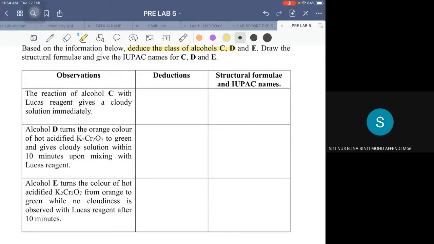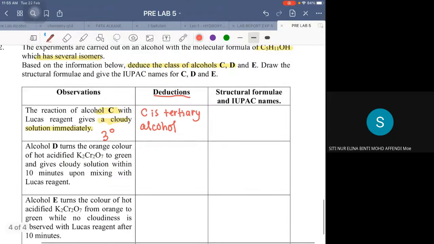The reaction of alcohol C with Lucas reagent give a cloudy solution immediately. Immediately means it is ciri bagi tertiary alcohol. Okay, so apa yang kita boleh buat kalau deduction? Tekaan kita adalah C is tertiary alcohol. Kenapa dia tertiary alcohol? Sebab dengan Lucas, it form cloudy solution immediately. Okay, so sekarang lukis tu kemudian.